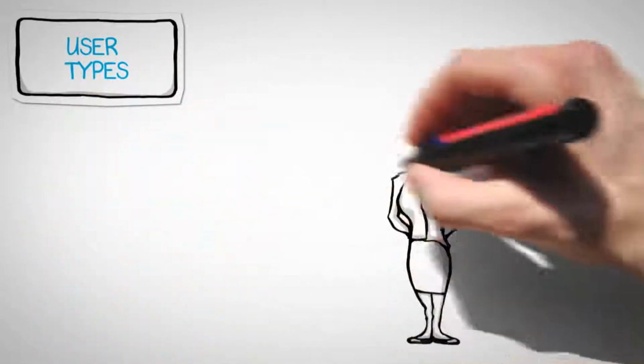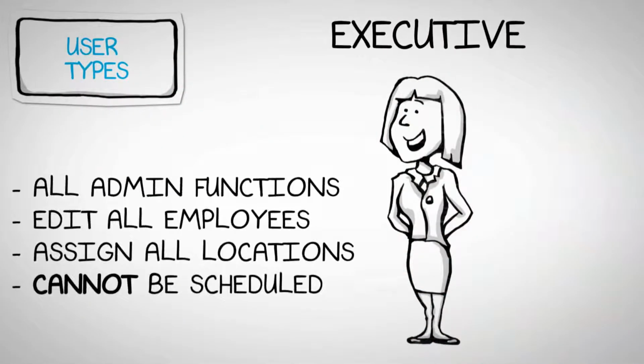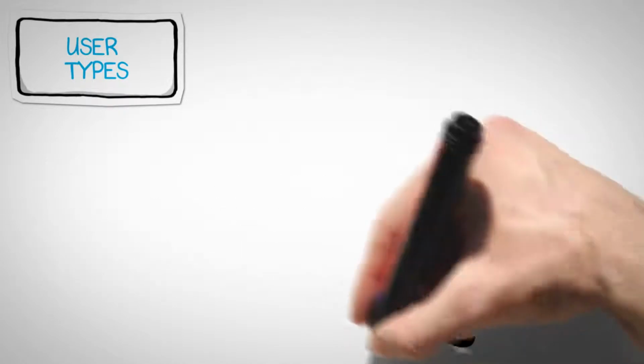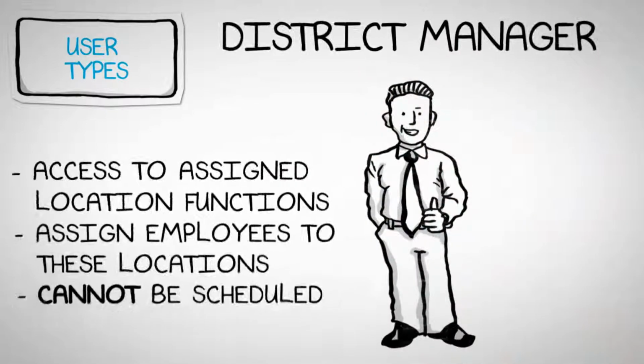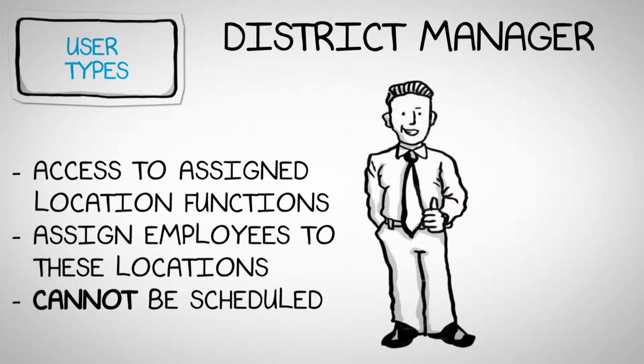There are 4 different user types. Let's walk through the differences between each. Executive. All administrative options are available, access to edit all employees and locations, can assign employees to all locations, and cannot be scheduled. District Manager, access to any functions that fall within the locations they are assigned to, can assign scheduling managers and employees to these same locations, edit schedules at these locations, and cannot be scheduled.